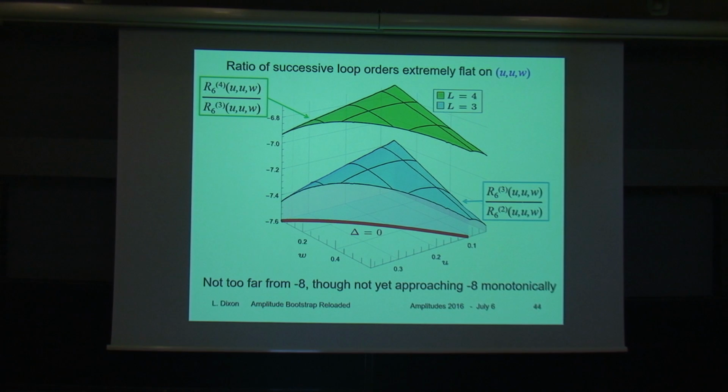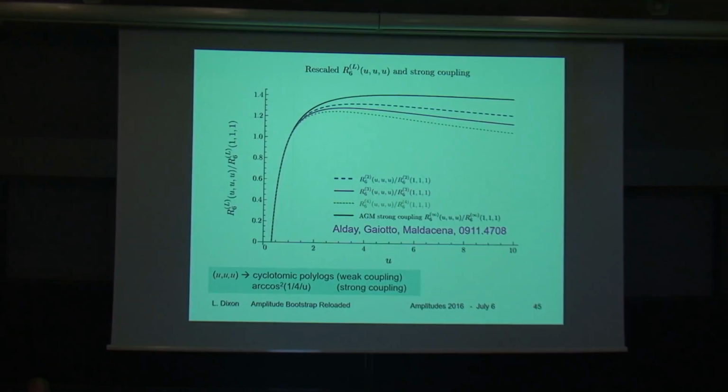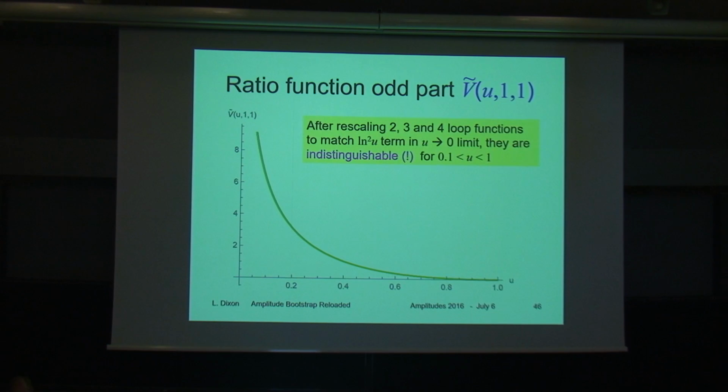We haven't done the same plot at 5 loops yet, but at 4 loops you can see ratios of successive loop orders on surfaces are also quite flat until you get near the boundaries. At the boundaries there are logarithms and these ratios can't stay flat. Then there's a remarkable feature, which we need to replot at 5 loops, where if you divide things by 1, 1, 1, you see that even at strong coupling, this function looks very similar to the weak coupling behavior. And there's some weird things happening in the odd part.